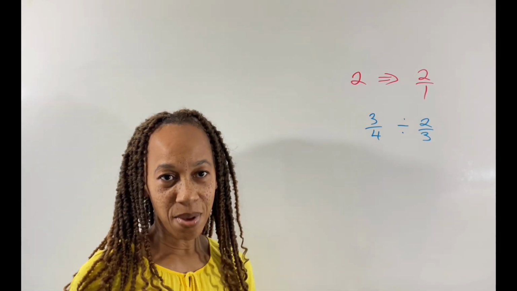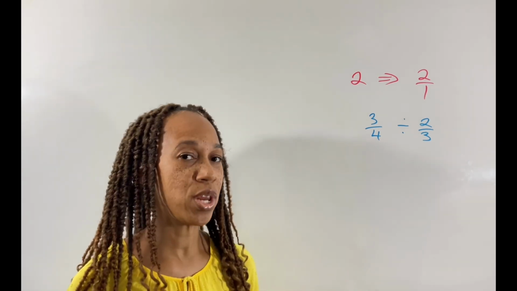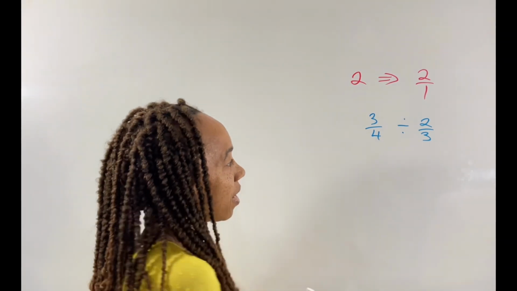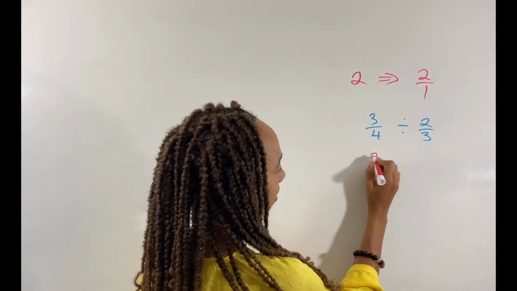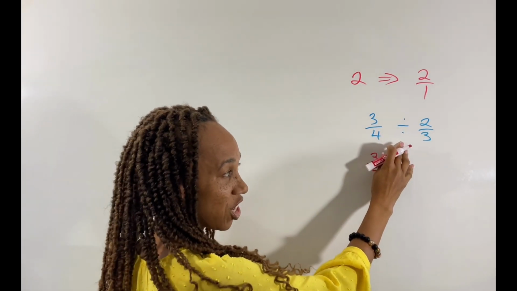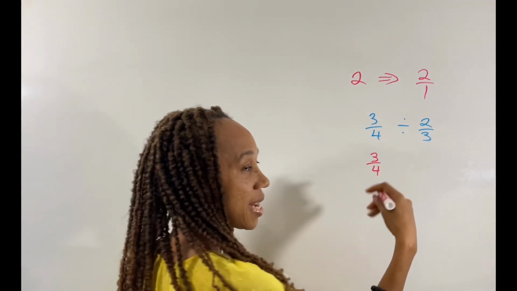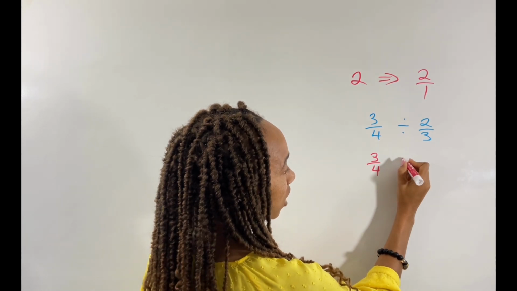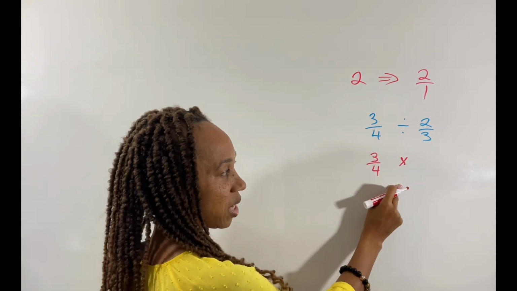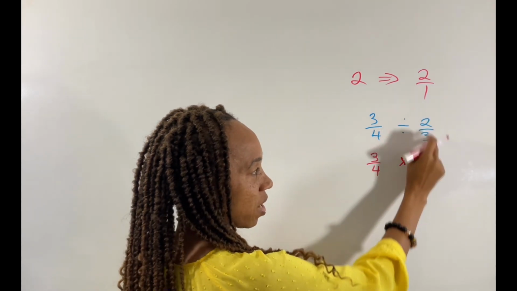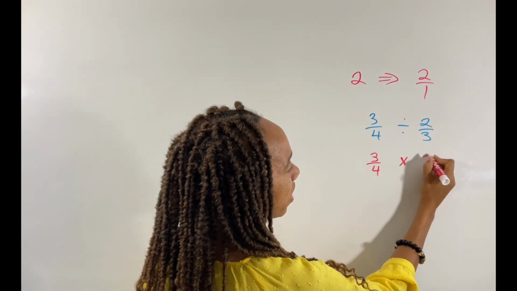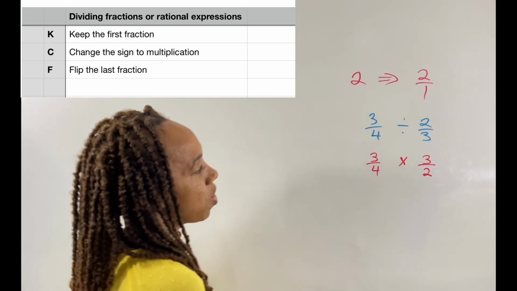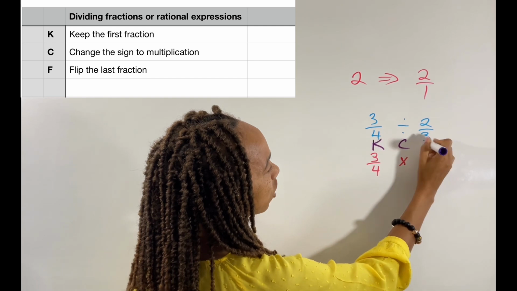So let's bring that concept into when you're frying an egg or when you're grilling a hamburger. If you're frying an egg, you're going to keep the oil in the pot, and you're going to change the division, meaning that you're going to change the side of the egg that you're frying. So we're going to change that now to a multiplication, division to multiplication, and you're going to flip this part. So you're now going to have 3 over 2. This is coming from when we say keep, change, and flip.